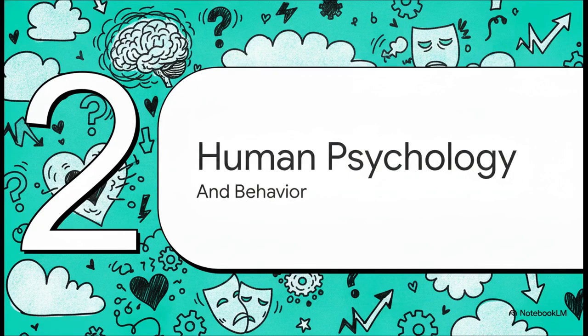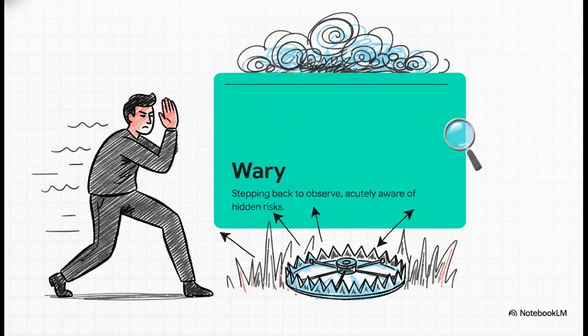Moving right along to Section 2, Human Psychology and Behavior. Let's look at the word wary. On the surface, you might just translate it as careful, but the core image is so much more specific. It's the physical act of stepping back, kind of narrowing your eyes and observing. It's a defensive, half-doubting posture.